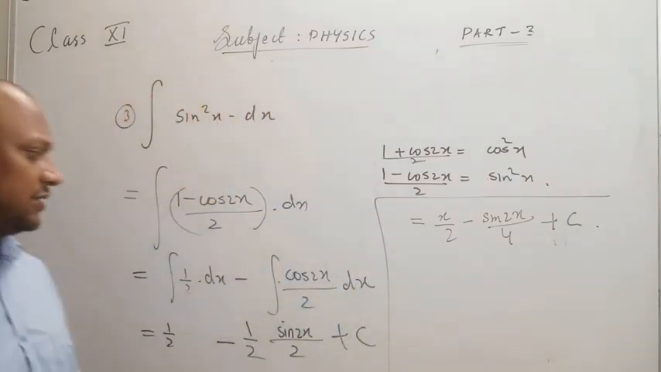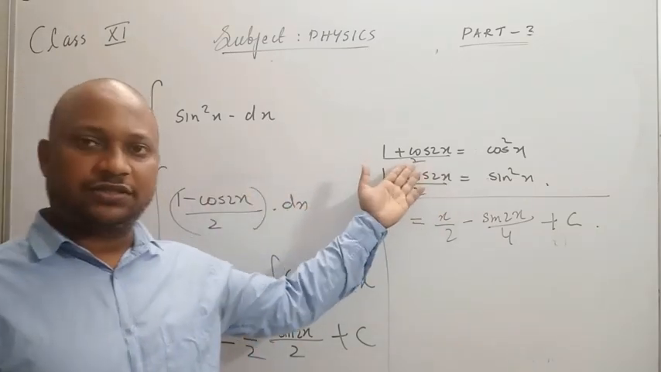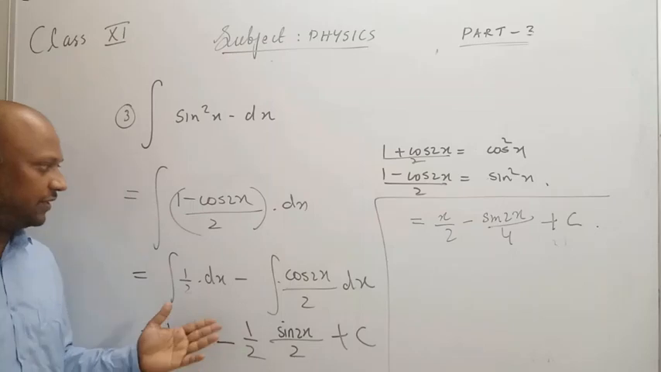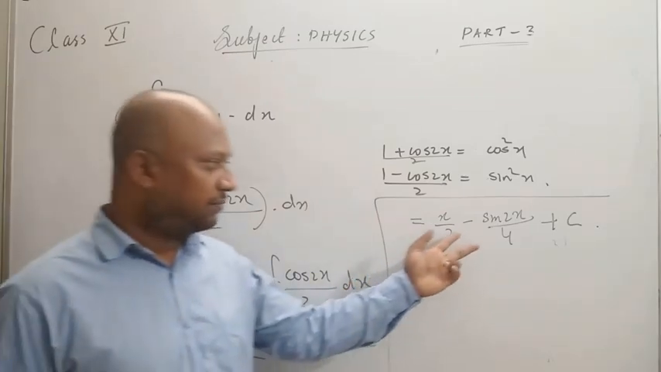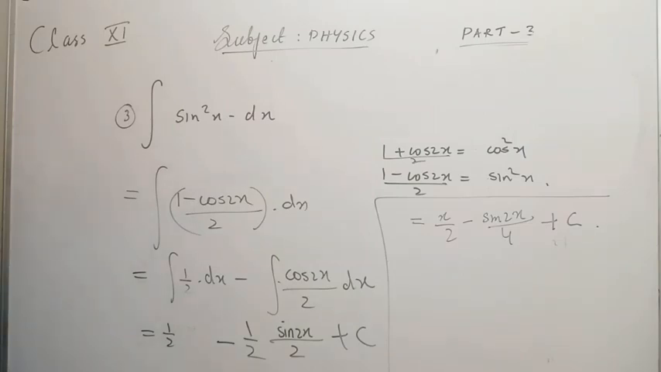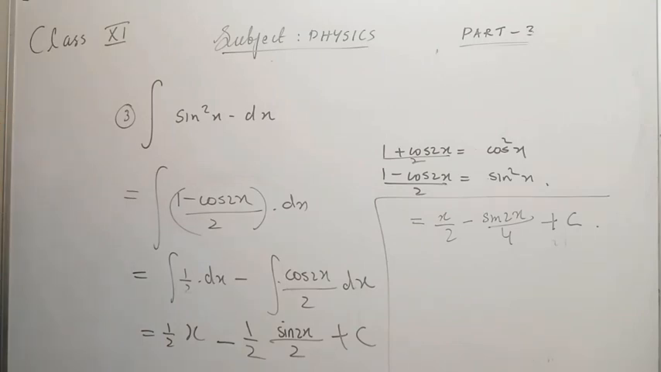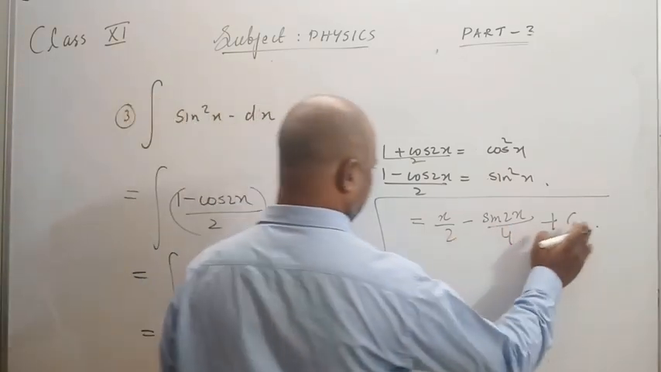Okay, so let's do a few more questions. What about cos square x? In a similar way, cos square x is 1 plus cos 2x upon 2, so everything will be the same, and here there will be a plus. The calculations are the same: x, and the integration of cos 2x is sin 2x upon 2. So the answer is x upon 2 plus sin 2x upon 4 plus constant. Okay, that's all about integration here.